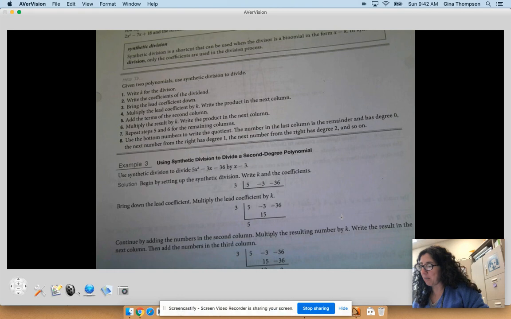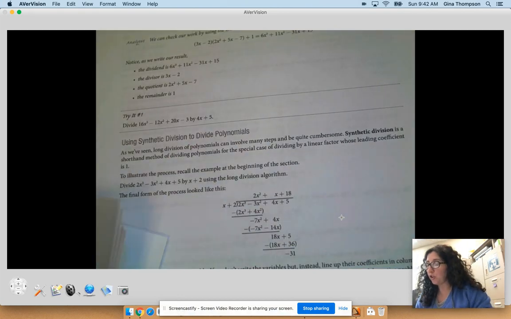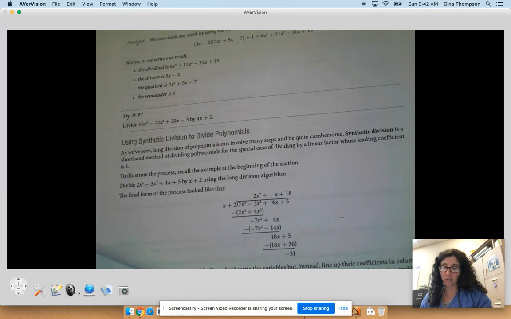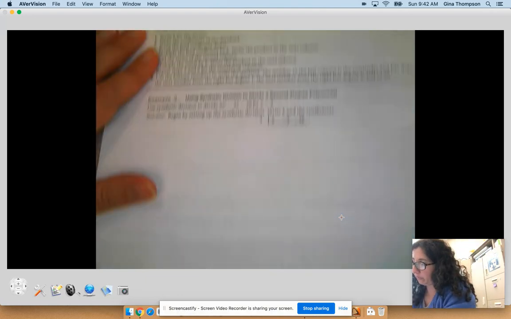All right, now we're going to talk about synthetic division. Synthetic division is a shortcut. You can use it for certain kinds of division problems. Here's what synthetic division looks like.